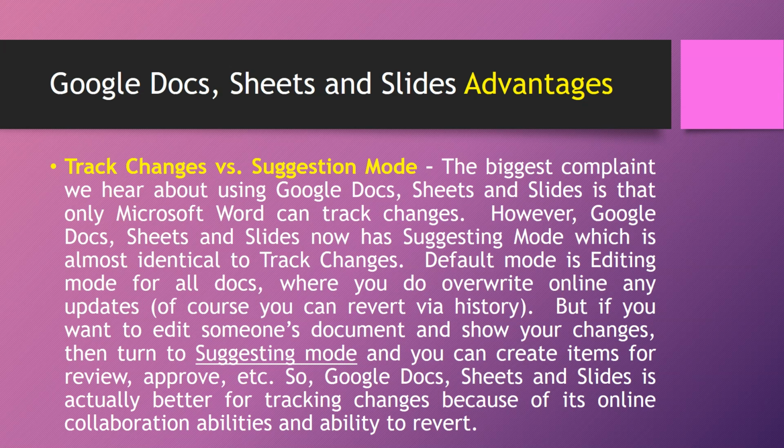And you can also create items for review, approve, etc. with Google Docs, Sheets, and Slides, unlike Microsoft Word. Do you understand? So Google Docs, Sheets, and Slides are actually better for tracking changes because of their online collaboration abilities and ability to revert. So that makes it better. So you can track those changes easily, because it allows for online collaboration, and it's easy for you to revert to old formats using Google Docs, Sheets, and Slides.